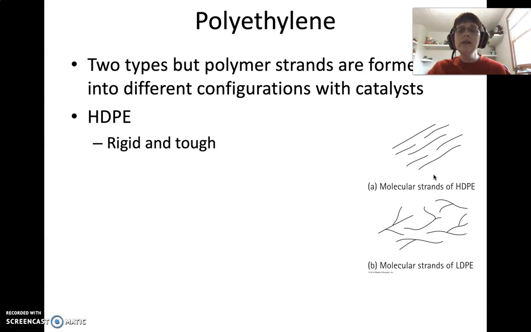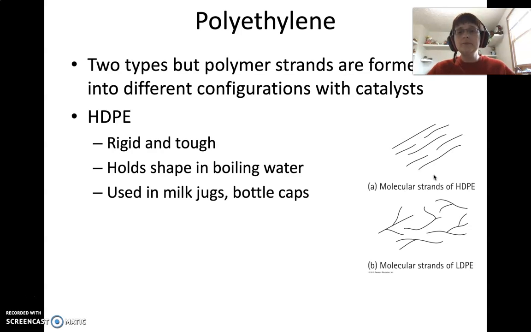High density polyethylene is going to be a very rigid and tough polyethylene, and if you drop it into boiling water, it will hold its shape. It won't deform or malform. It will stay in that shape. And this is what we use to make milk jugs and bottle caps. So if you want, you can try it as an experiment. If you've got a milk jug around, you can either take the whole jug or part of the jug and drop it in some boiling water, and it won't change shape. This is really helpful because this allows things like disinfection to be done, and it won't harm the plastic. It won't melt holes into it.